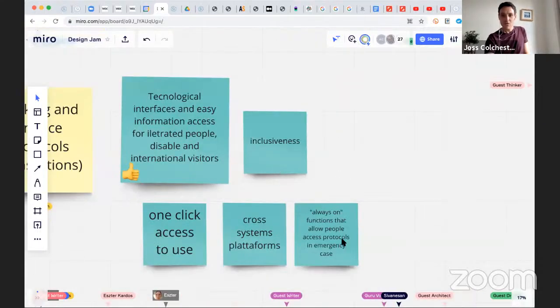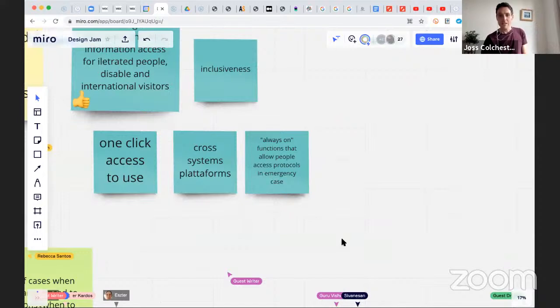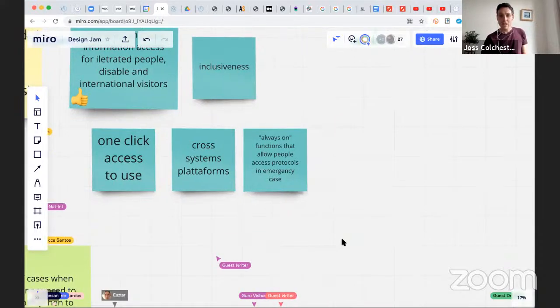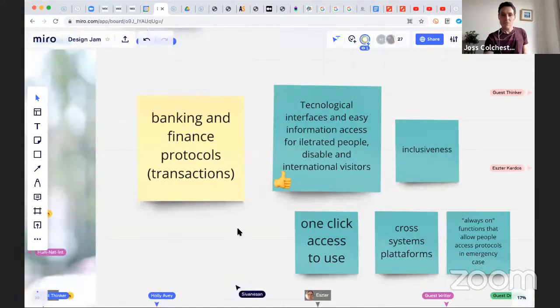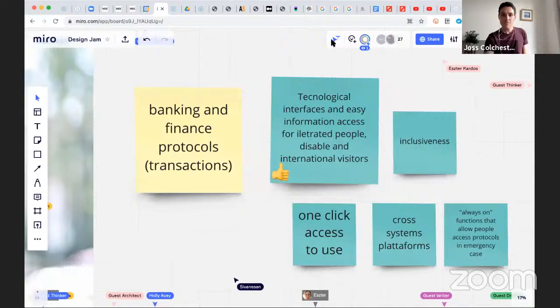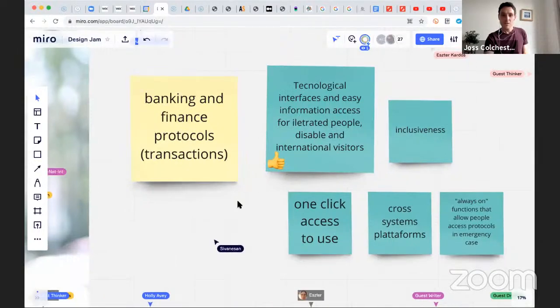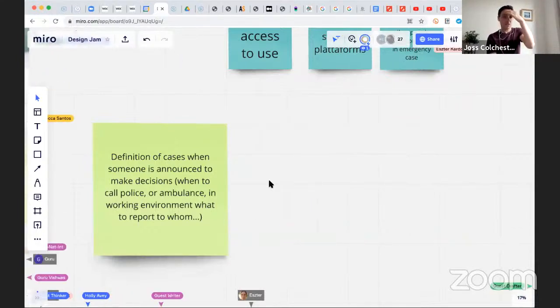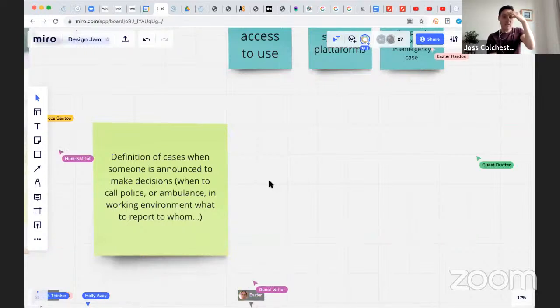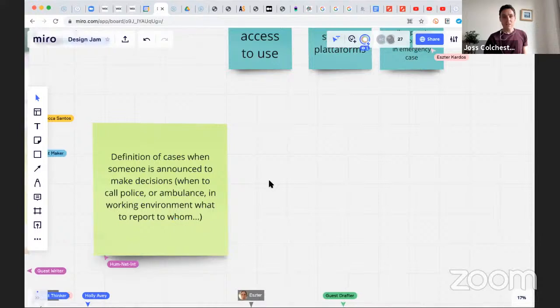Inclusiveness, always-on functions that allow people access to protocols in emergency cases, cross-system platforms. Okay, and banking and finance protocols. Yep, for sure. Definition of cases when someone is authorized to make decisions, when to call police or ambulance in a work environment, what to report to whom. Yeah.